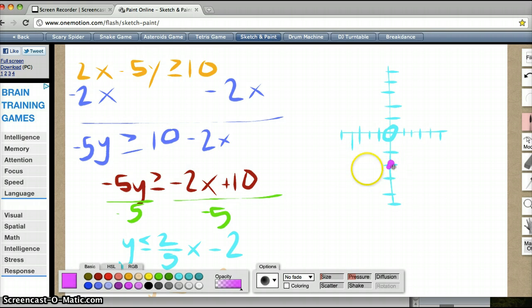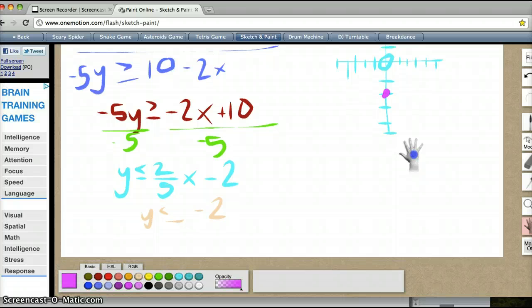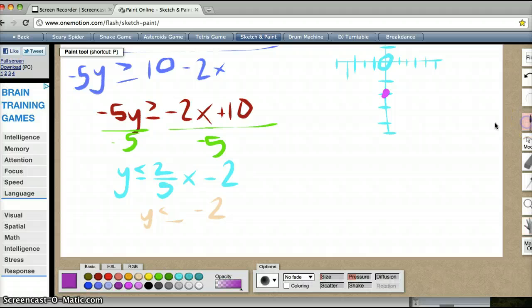Okay, and then you're going to take a look right here at your slope. We're going to plot our other points with our slope. Here, our slope is a positive 2/5. And again, it's rise over run. So we're going to rise 2 and go over 5. So up 2, over 5.